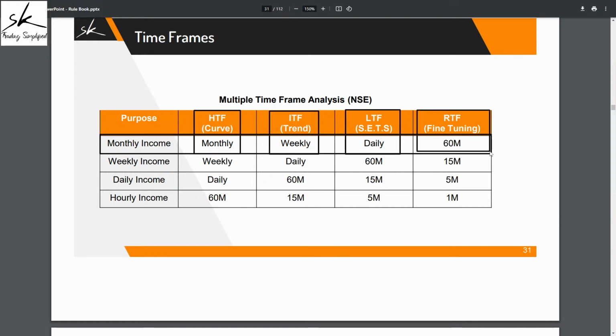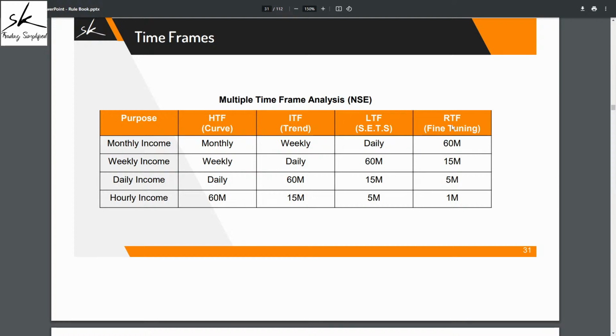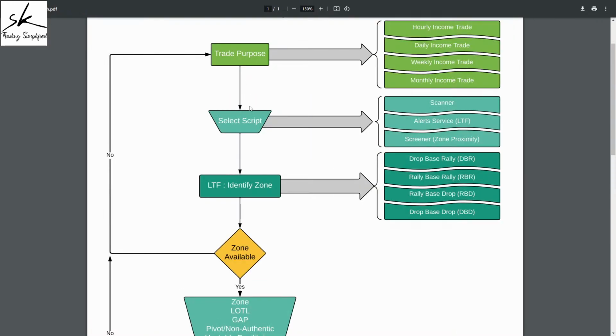And in case we need to use the refining time frame, then our refining time frame will be the 60 minutes chart, which can be used for multiple purposes, like fine-tuning the zone, type 2, type 3 entries, or in case we need to apply some additional rules, that is also where this time frame can help us. So now we know what are the different time frames we will be using based on the purpose of trade I've selected. And in this case, my time frames are monthly, weekly, daily, and 60. So challenge number 1 taken care. I know what time frames I'll be using. I also know what analysis I'll be doing on each and every time frame.